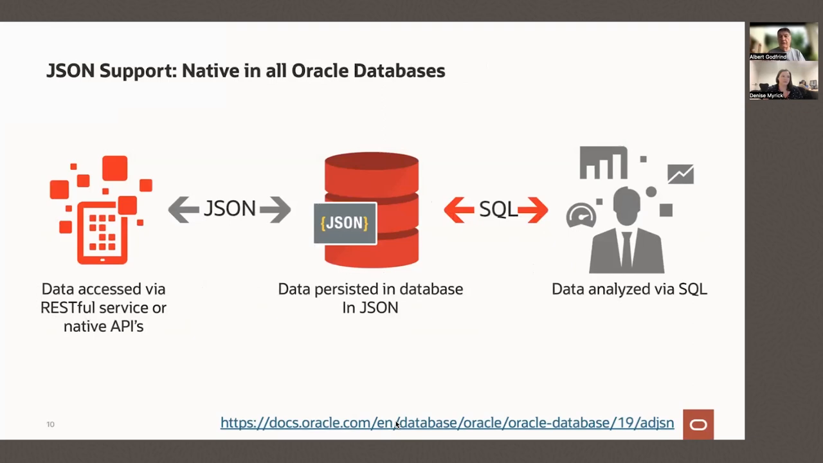Oracle has JSON support, it's native in all Oracle databases. And that means two things. It means that you can access data in the database through ORDS as JSON. You can get the data out as JSON and push it back in as JSON if you want. And inside the database, you can use that in SQL and really mix and match SQL and JSON.